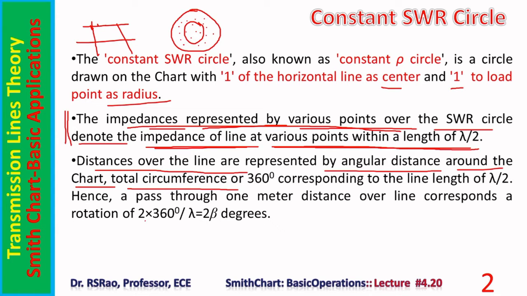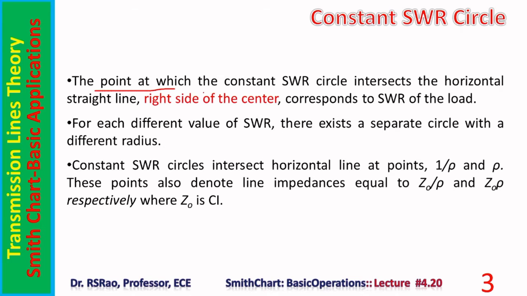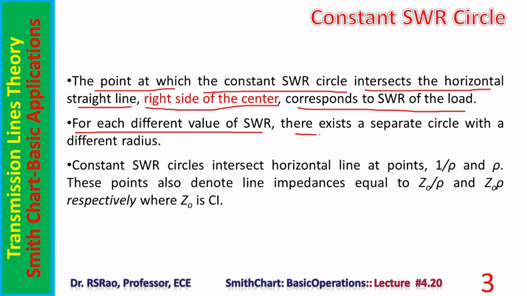Out of 3 points in this slide, the first point gives information regarding how to draw SWR circle. The next 2 points try to connect the SWR circle over the chart with the actual transmission line. The point at which the constant SWR circle intersects the horizontal straight line, right side of the center, corresponds to SWR of the load. For each different value of SWR, there exists a separate circle with a different radius. Constant SWR circles intersect horizontal line at points 1 by rho and rho.